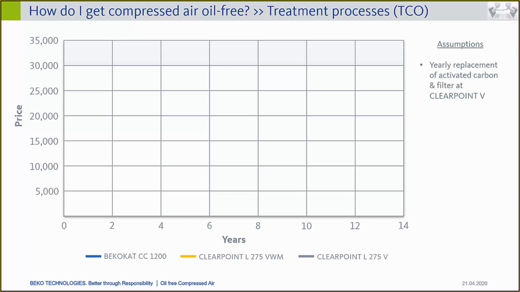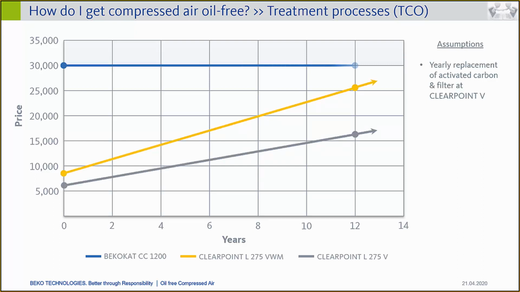So the assumption here is that we will have a yearly replacement of activated carbon and the filters at clear point V. And so you will now see one gray and one yellow graph. The difference here is that the yellow one has the filters already integrated, which requires a yearly exchange of the filters. That's the difference between these two.